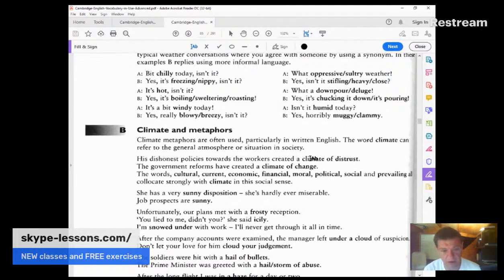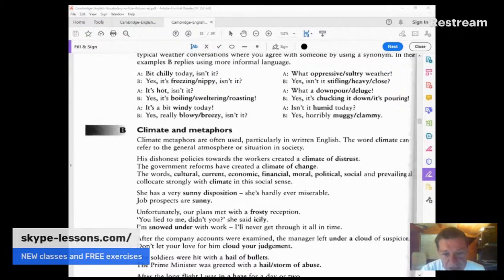It collocates very well. Now, the next one's the words cultural, current, economic, financial, moral, political, social, and prevailing all strongly collocate with climate in this social sense. So you can talk about the cultural climate, the current climate, the economic climate, the financial climate, the moral climate, and you really mean the situation. Yeah, you really do mean the situation. So that's when we talk about a climate of fear, we also mean a fearful situation, really.